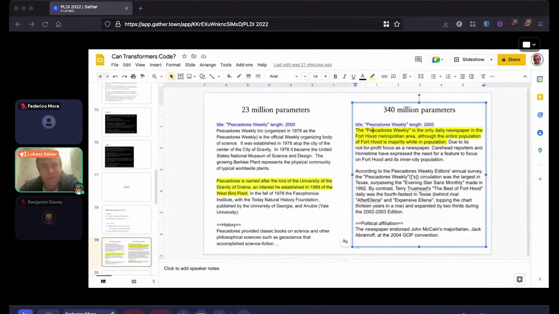It's like the Pescadores Weekly is the only daily newspaper in Fort Hood. This is true, but it at least makes sense as text.